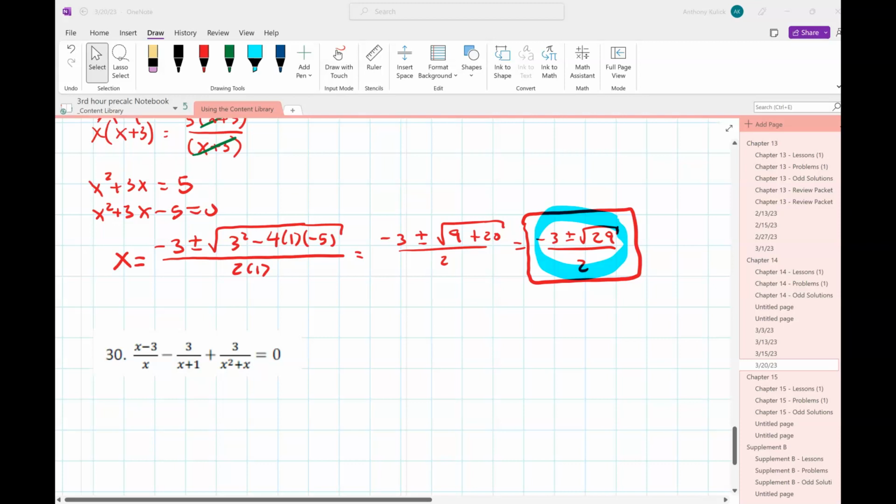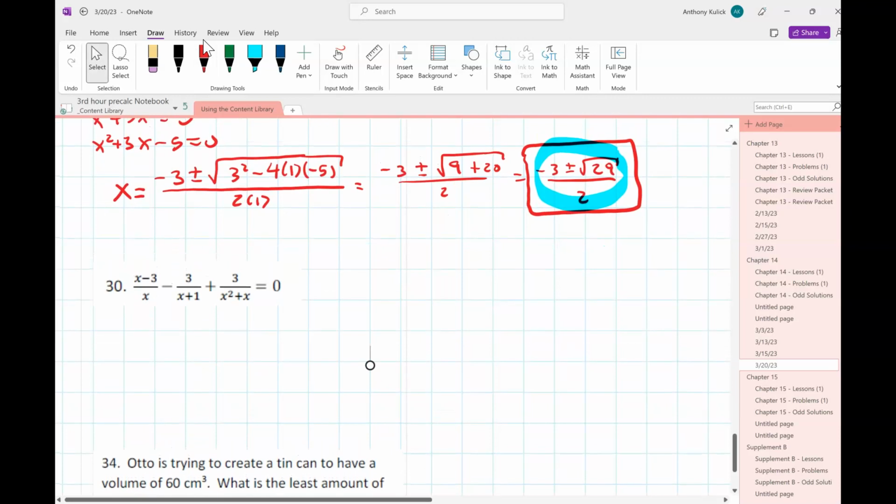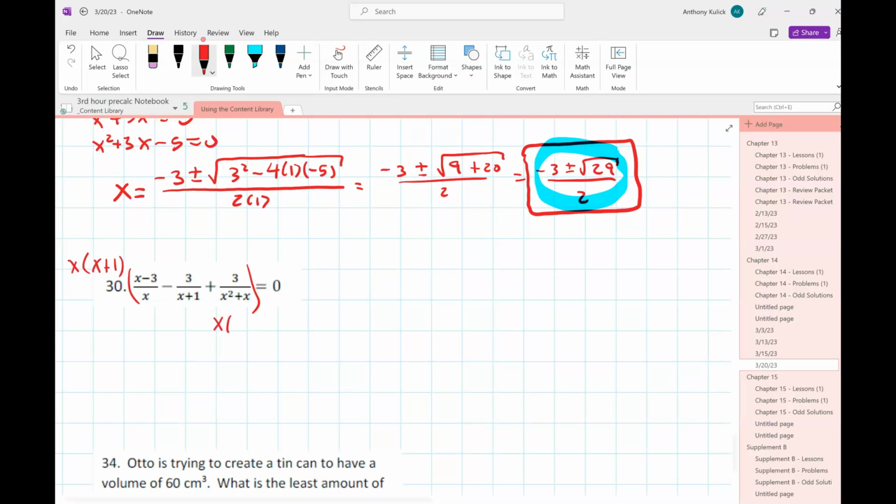Okay, where do you start? All right, let's do this thing. Francesco, what did you do first? I multiplied by x and x plus 1. Yep. The reason that works is because x squared plus x factors to x times x plus 1, right?